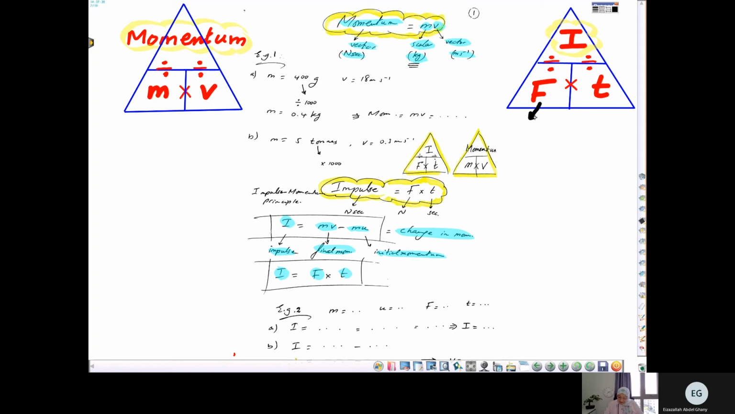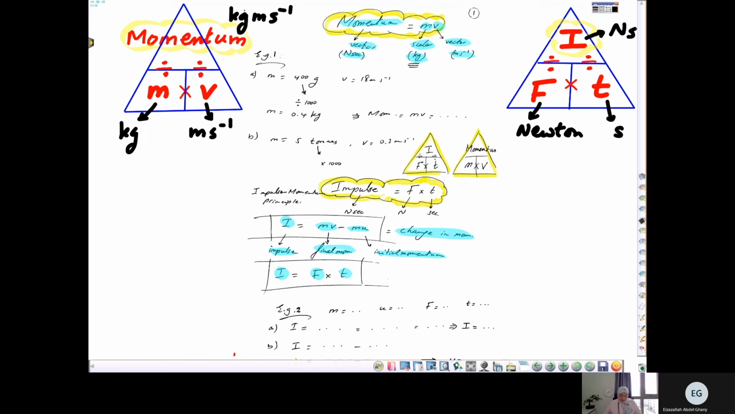Force is measured in newtons and time is measured in seconds, so impulse is measured in Newton second. And momentum, because it has the same units as impulse, it depends. Here it's mass, measured in kilograms, multiplied by velocity, measured in meters per second. So momentum will be measured in kilogram meter per second. We can just say Newton second or kilogram meter per second, it's the same.